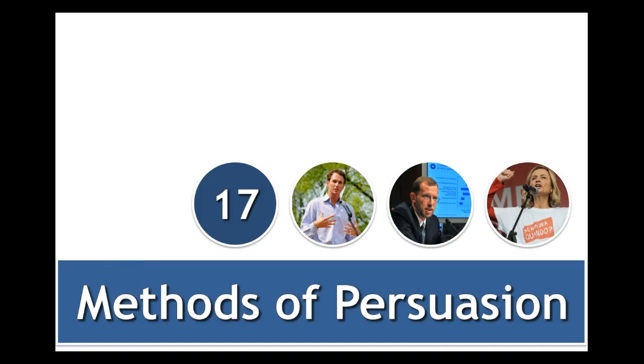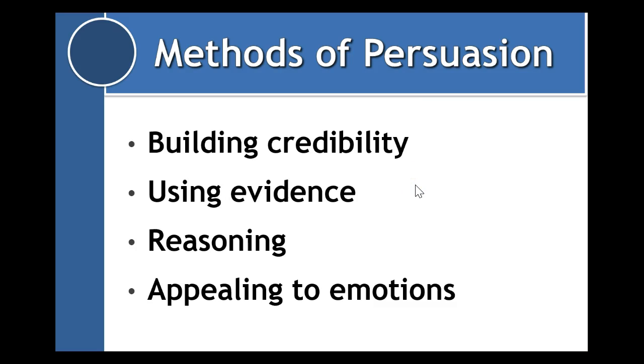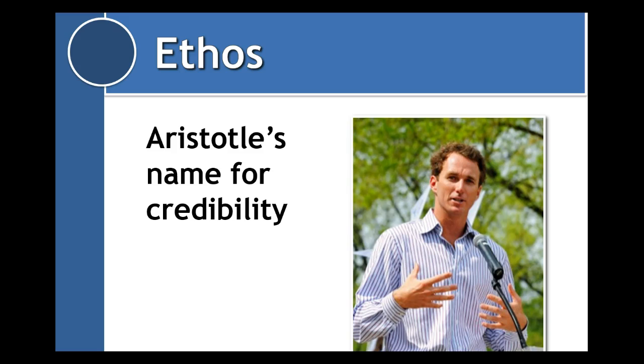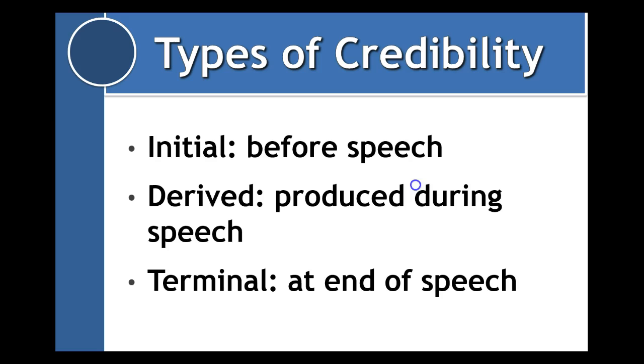All right, let's go ahead and cover Chapter 17, Methods of Persuasion. So methods of persuasion include building credibility, using evidence, reasoning, and appealing to emotions. Credibility means a perception of a speaker's competence and character. Ethos is Aristotle's name for credibility, so they're basically synonymous terms.